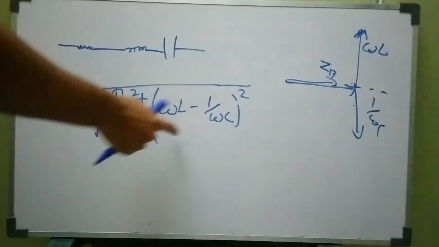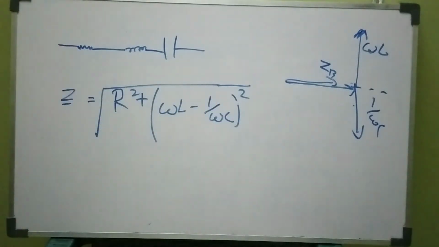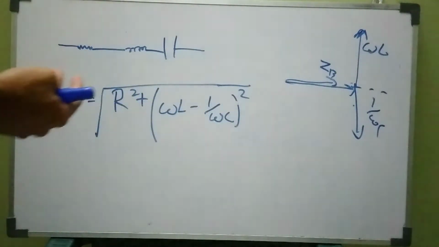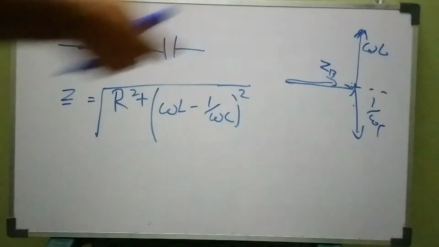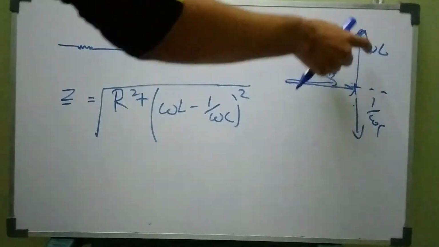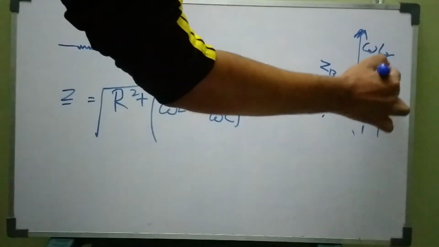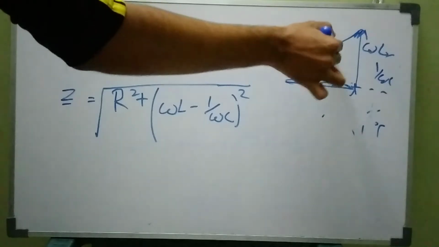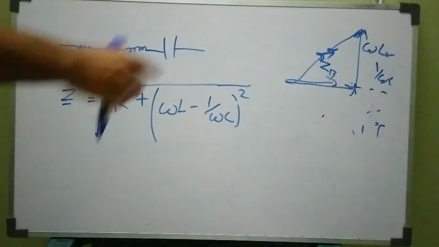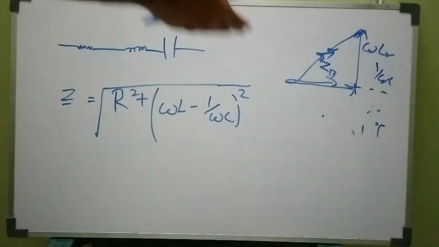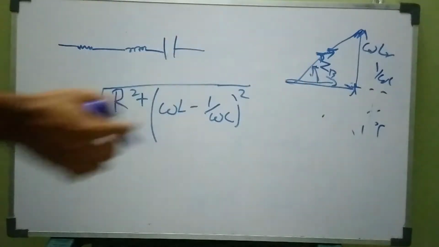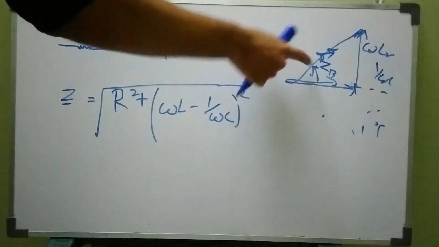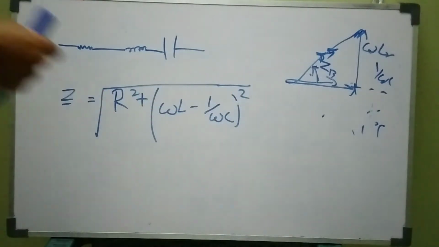As it's squared, we don't need to figure out these signs initially. When we are substituting these, we will always get a positive answer, so it doesn't matter whether omega L is bigger or 1 over omega C is bigger. If we subtract, we will get the resultant impedance. So this would be the resultant impedance, for which we have used the Pythagoras theorem. Also, we can find this phase angle using tan phi equals this value over R.